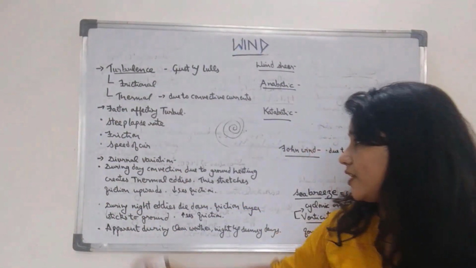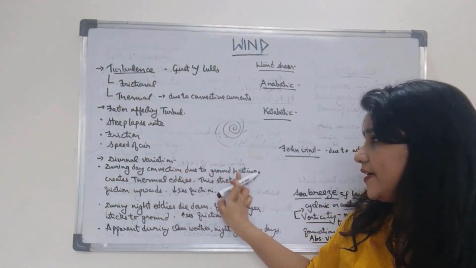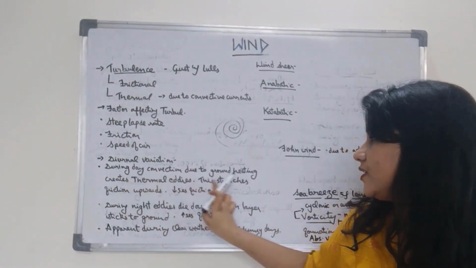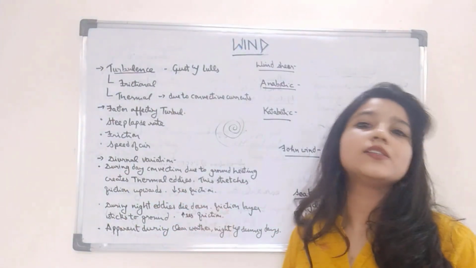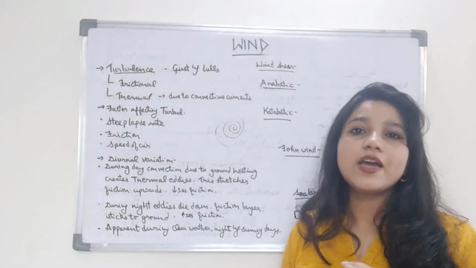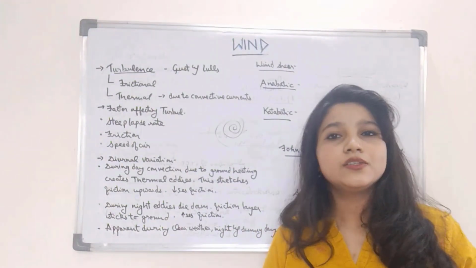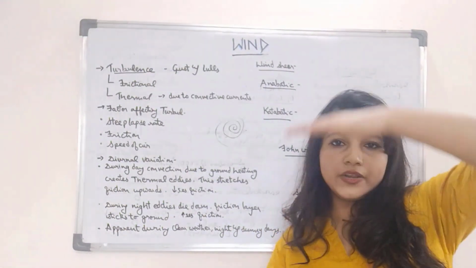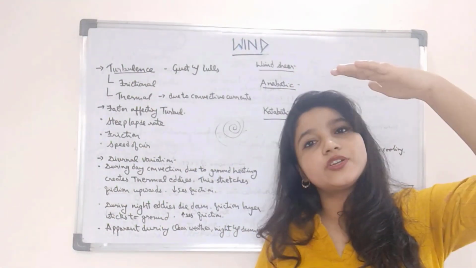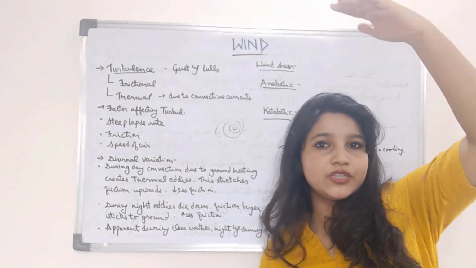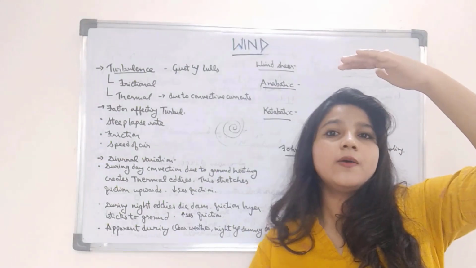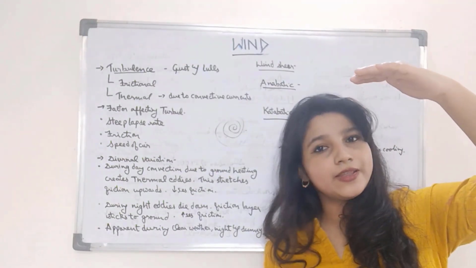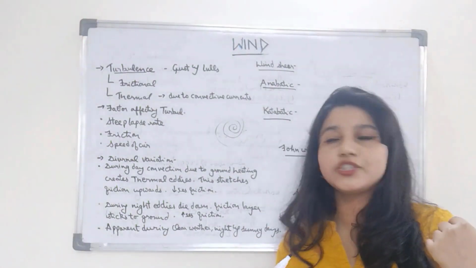During the day, convection due to ground heating creates thermal eddies. This stretches the friction layer upward, so friction decreases. During daytime, convection heating happens, so the friction layer increases. And what happens when the friction layer increases? If it stretches, the friction will reduce, because when a layer is stretched, the space between the layers enhances and then it reduces the friction.